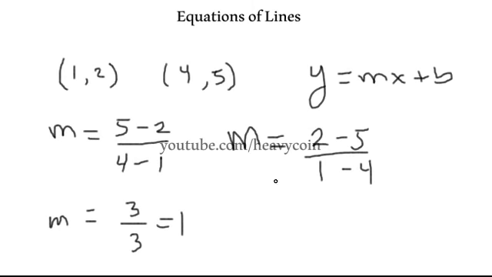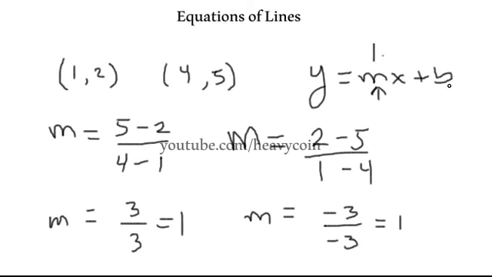Okay? Now watch what happens here. 2 minus 5 is negative 3. And 1 minus 4 is negative 3. But a negative over a negative is positive, so we're left with 1. It has a slope of 1 also. So you see, it doesn't matter which one of these you use, just as long as you do it in the proper order. Okay?